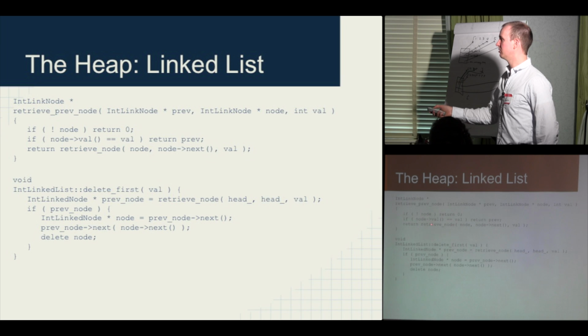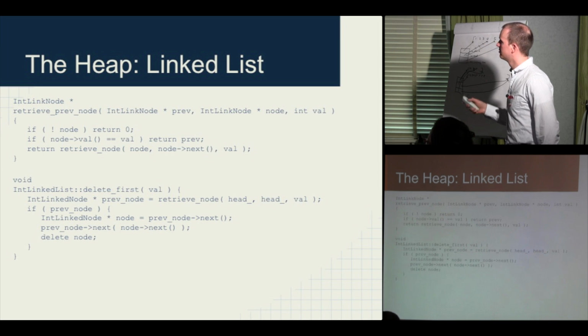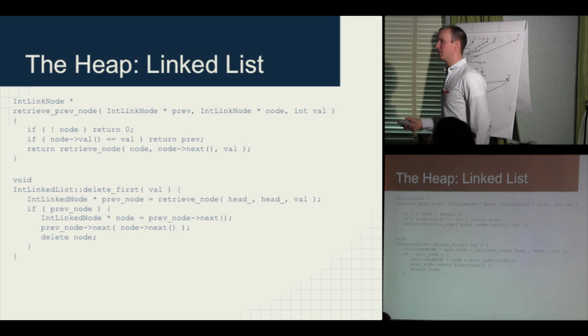And how do I call that? Well, I set it up so that retrieve node passes itself as previous, and its next pointer as the one as node, right? And then I continue looking for val. Yeah? I'm not familiar with that syntax for node val. So this arrow? Yeah, the arrow. So this is the dereference operator.